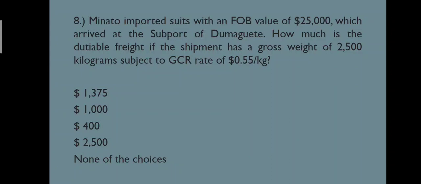Next, Minato imported suits with an FOB value of $25,000, which arrive at the subport of Dumaguete. How much is the dutiable freight if the shipment has a gross weight of 2,500 kilograms subject to GCR rate of $0.55 per kilogram? So, naay given nga GCR.